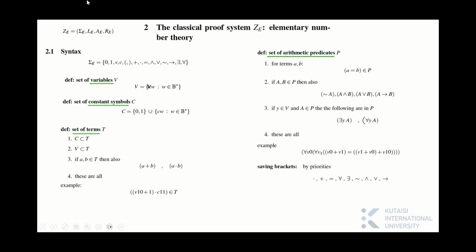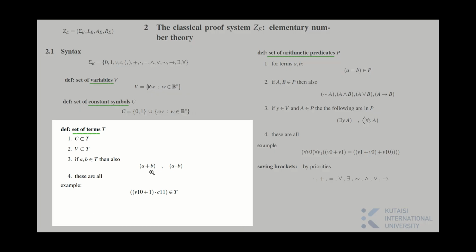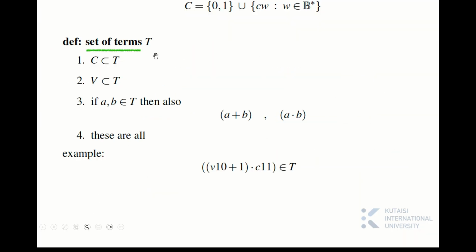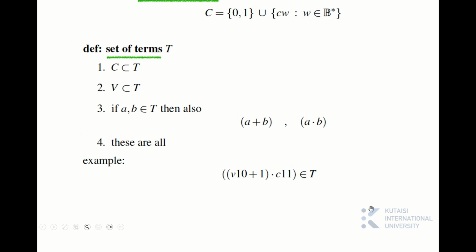And now I will define terms. What are terms? This is a very important definition. What I'm aiming at is to write down correctly written things in natural numbers. So I want something like V10 plus 1 times C11 to be a term, with correctly written parentheses, but parenthesis plus should not be a term. So I want to single out those strings that I can attribute a meaning as something written down in natural numbers, constants and variables.